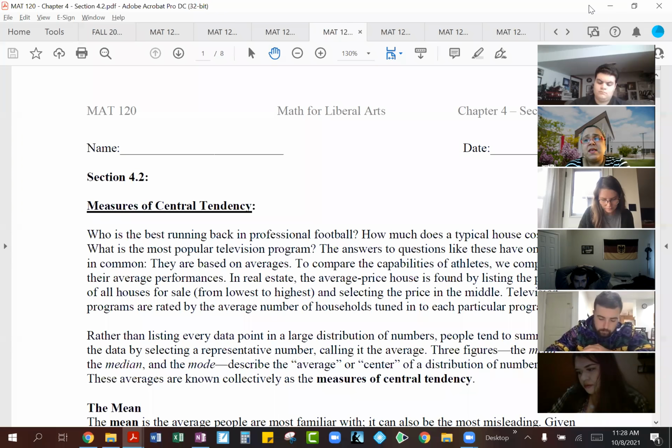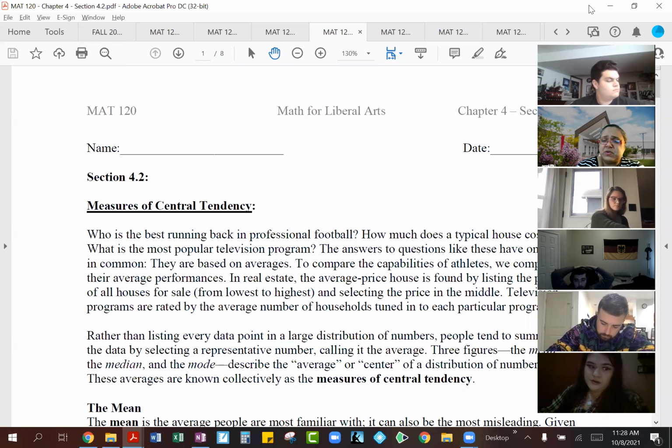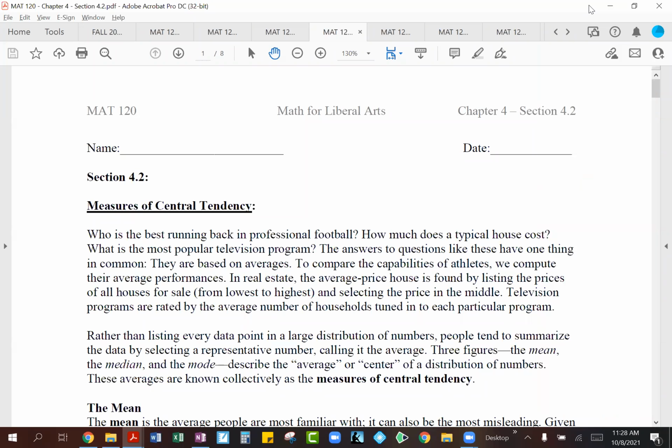Average can be four different calculations that we can do to find these measures of central tendency. Now, your textbook is only talking about three of them, but I will mention the fourth one to you also, so you're at least familiar with the terminology. So we have the mean, which is what we also call the arithmetic mean.